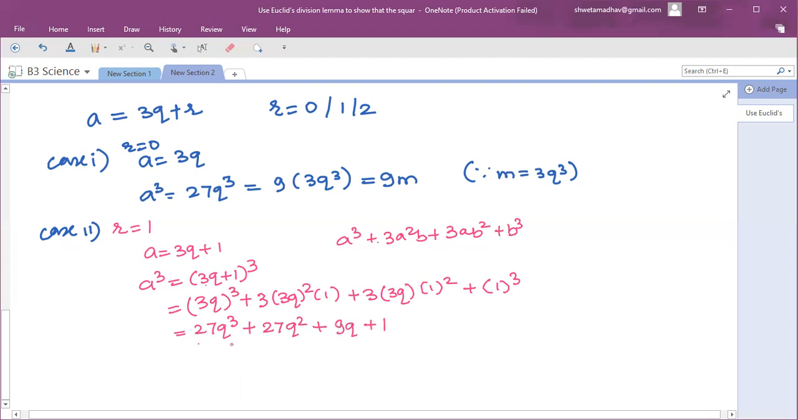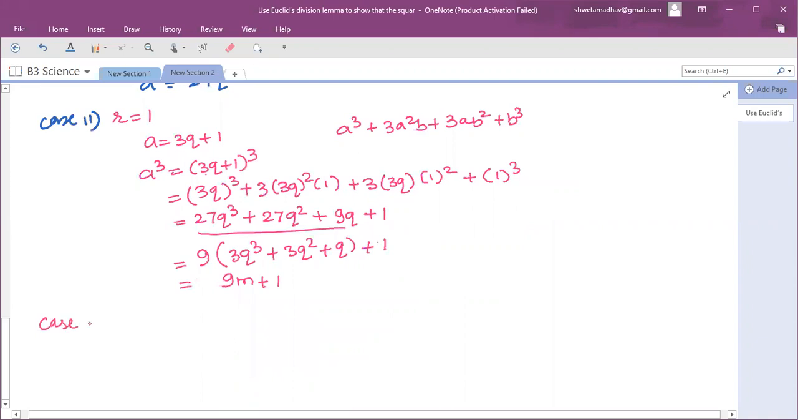From which part can we take 9 common? First 3 parts. 9 in bracket, it is 3q cube plus 3q square plus q, and then outside 1. So we can write this as 9m plus 1. Clear? Yes, ma'am. Case 3, when r is equal to 2. So a is equal to 3q plus 2, right?